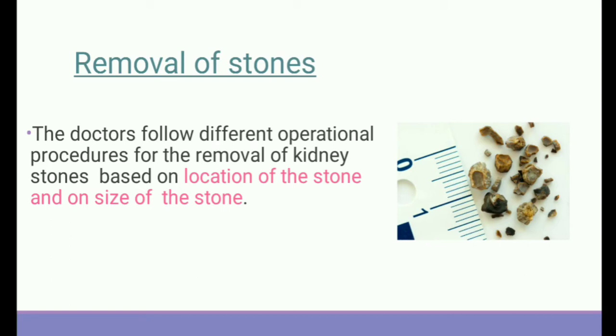To determine the size and the location of the stones, X-rays of the kidney, ureter and bladder are taken, and then IVP, that is intravenous pyelography, where an IV dye like iodine-based dye is given to the patient. Then an X-ray is taken of the urinary system. So we have different options to determine the size and the location.